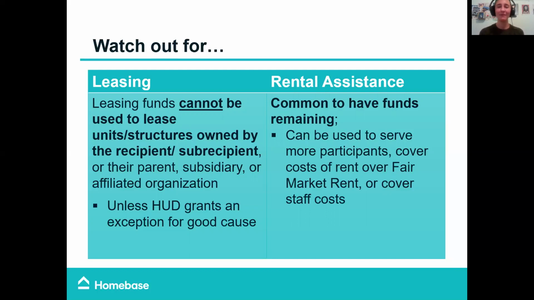HUD doesn't want you to be paying rent to yourself, except if you can tell HUD, hey, I own this unit, but I want to pay myself rent. I have a really good reason, and you can convince them that there's a good reason. They can give you permission to do that.